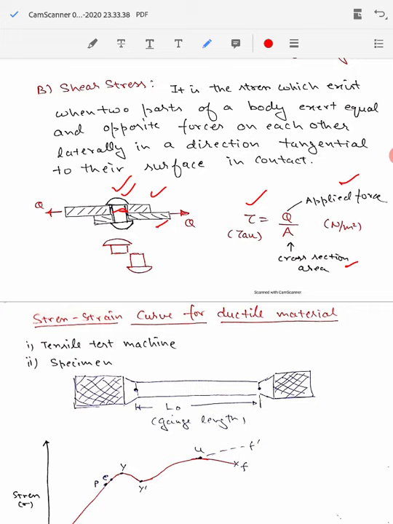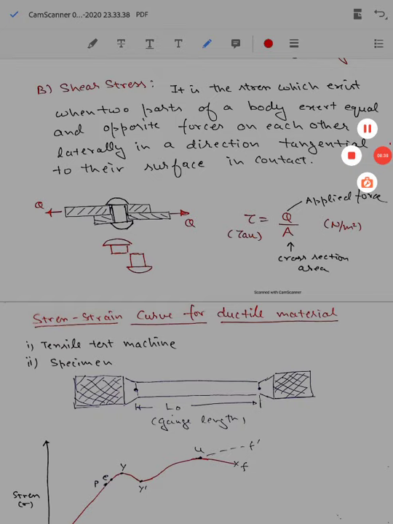Now let's talk about the stress strain curve for the ductile material. I hope you know what a ductile material is. A simple definition of a ductile material is a material which can be drawn into the shape of wire by the application of tensile load. So a material which can be easily drawn into wire, or whose cross-section area can be reduced continuously without failure, is termed a ductile material.